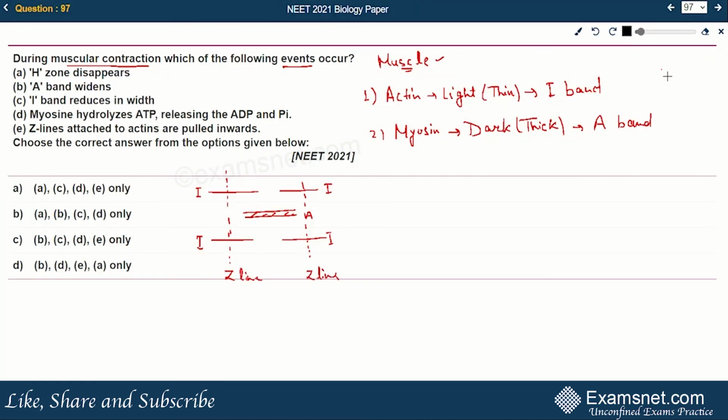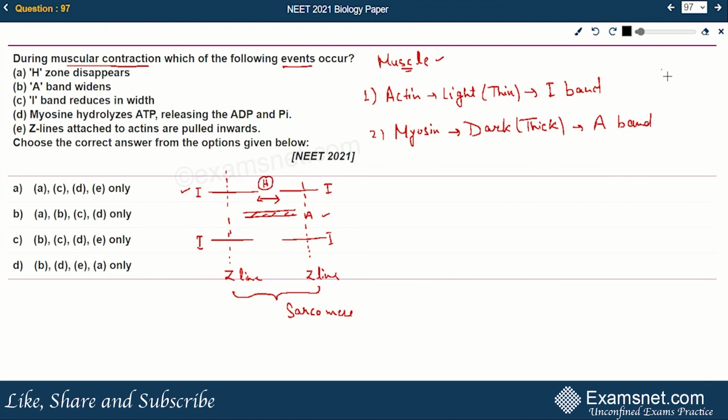Now the portion between two consecutive Z lines is known as the sarcomere and it represents the functional unit of contraction. Can you observe one more thing, that even though the I band is overlapping the A band, there is a portion in between that is not overlapped, this one. So this is known as H zone, which is not overlapped by the I band.